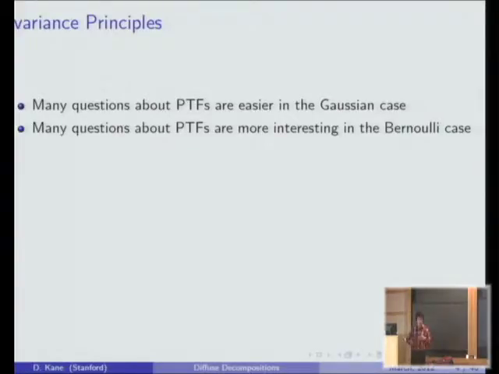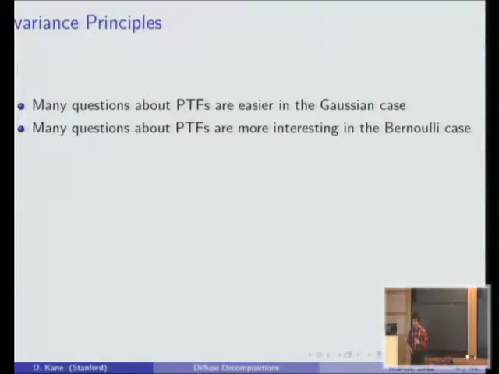When we're studying these types of questions, you can find that many of the questions that we want to ask about polynomial threshold functions are easier to answer in the Gaussian case. And this is for a number of reasons. For one, the Gaussian distribution is far more symmetric than the Bernoulli distribution, and there are several instances in which you can take advantage of this symmetry to get very clean proofs of some results. Additionally, the Gaussian distribution is continuous, whereas the Bernoulli distribution is not. And this gives you a lot more analytic tools that you can bring to bear on some of your problems.